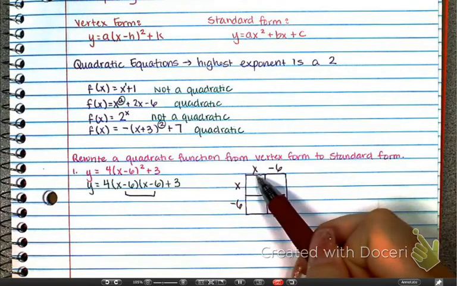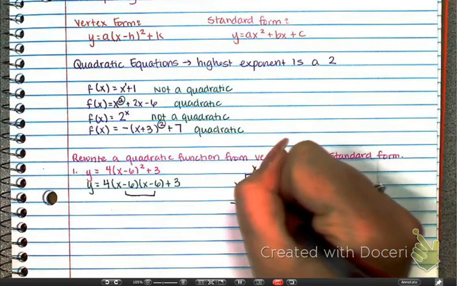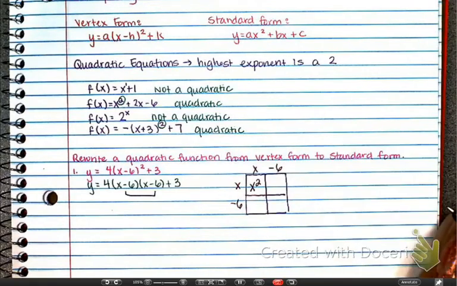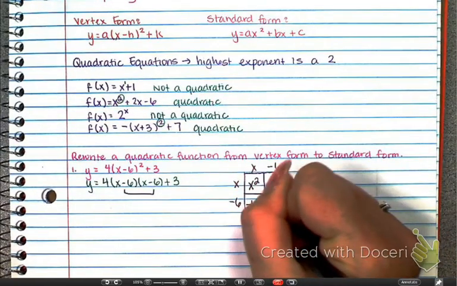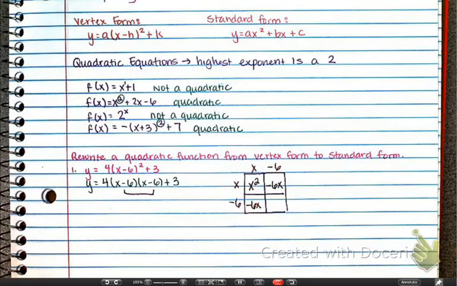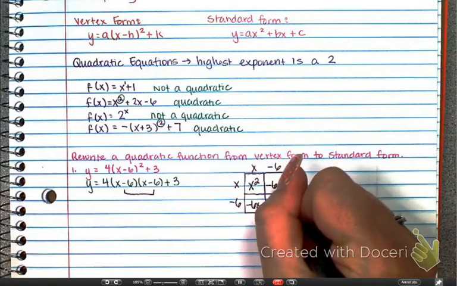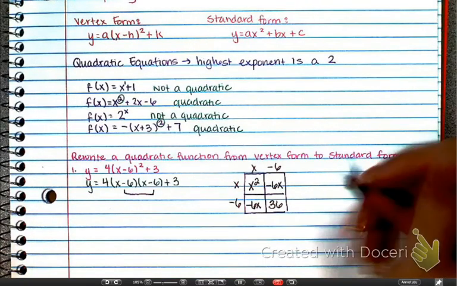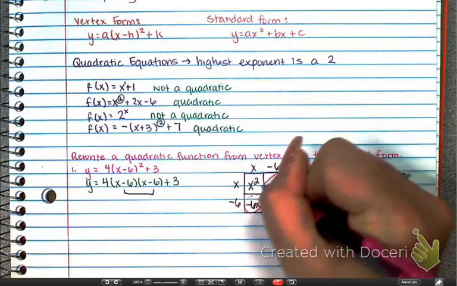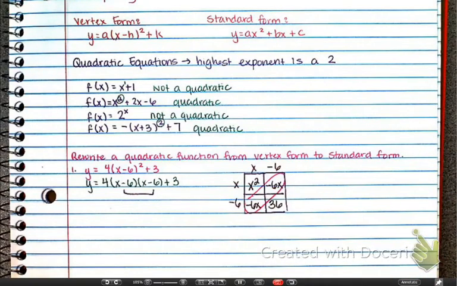What's x times x? What's x times negative 6? X times negative 6 is negative 6x. Negative 6 times negative 6? Positive 36. Anyone remember what's special about the box? They always are crossed like that. The diagonals are your like terms.